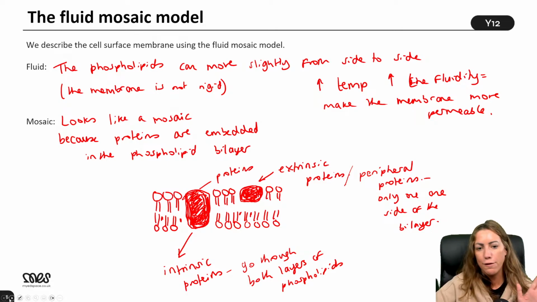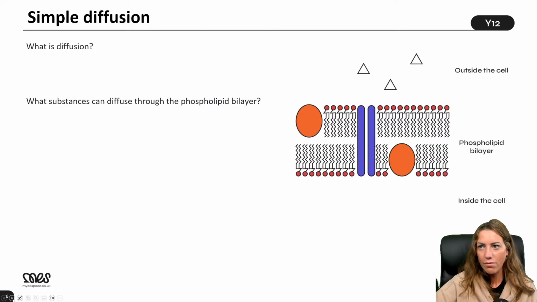We're going to have a go right at the end. We're going to label a full membrane, so we'll see what you can remember at the end. Perfect. Okay.